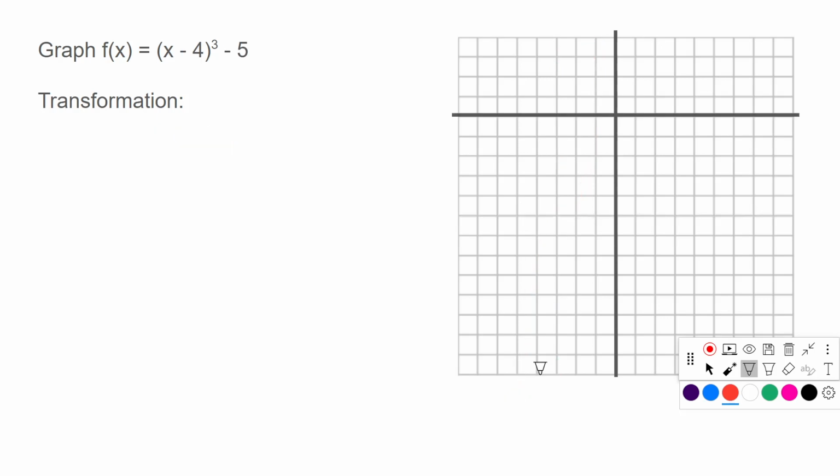In our next one, we have two things happening. We have x minus 4, so that's going to be a shift to the right four units. And after we cube, we're subtracting 5, so that's going to shift down five units.